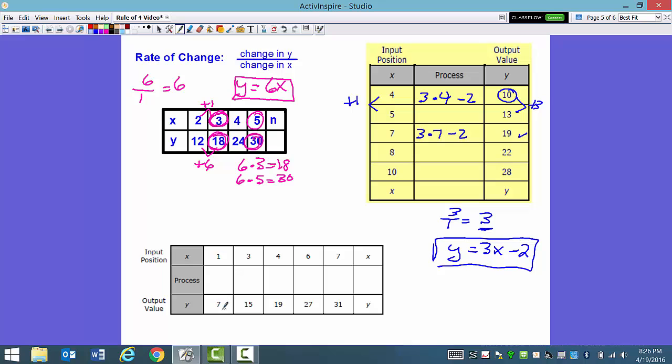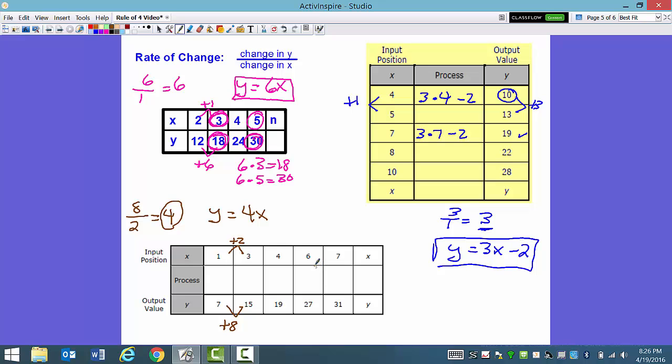Okay, here, the change in y from 7 to 15 is increasing by 8. So I'm going to have 8 as my change in y. My change in x, going from 1 to 3, it's increasing by 2. So 8 over 2. So my rate of change is 8 over 2. And I can simplify this. 8 divided by 2 is 4. This is going to be my coefficient. So my equation is going to be y equals 4 times x.